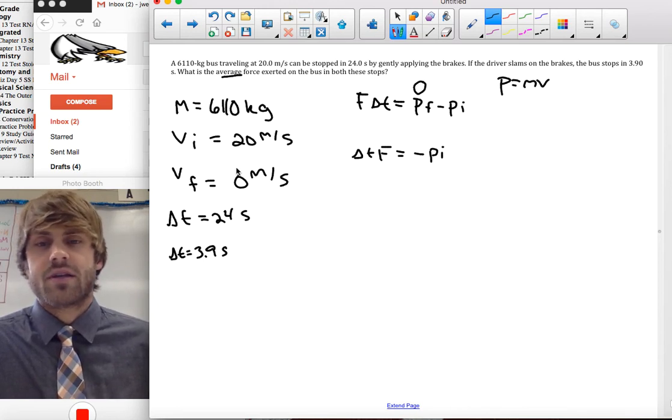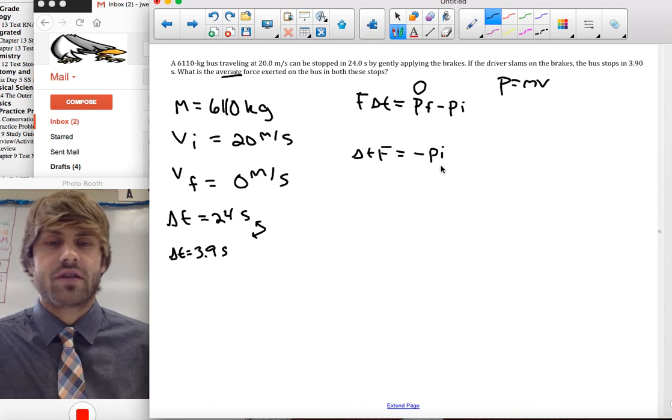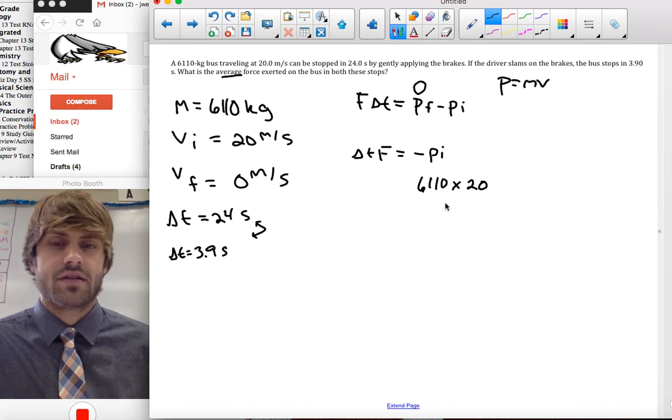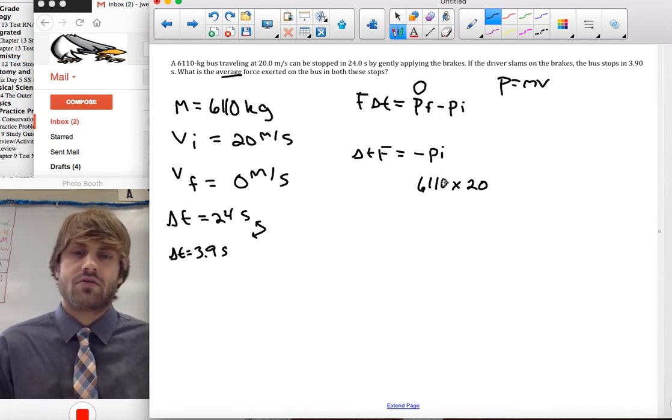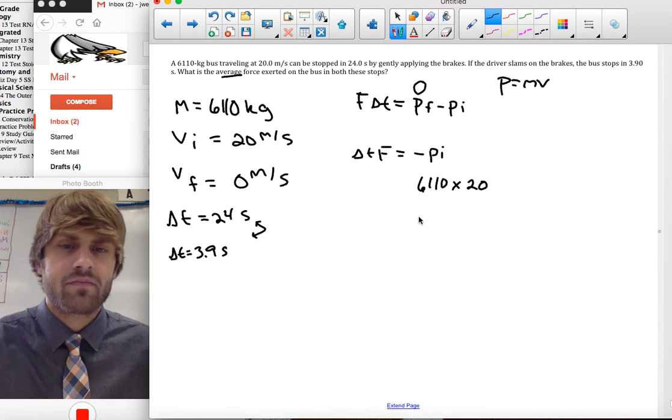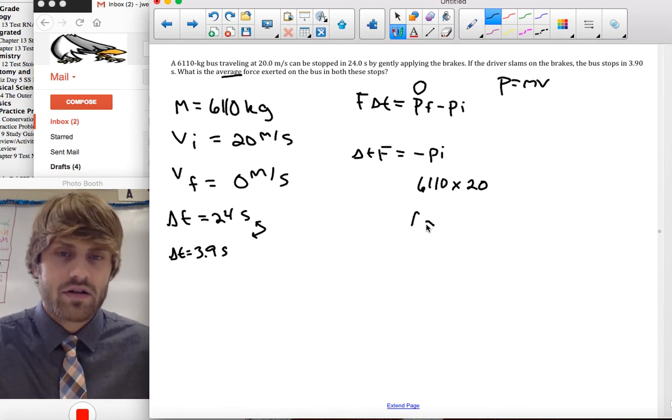So I'm going to have to do this twice because I have 2 different times and I'm trying to find 2 different forces. The first thing I can do, which will be the same for both, is the initial momentum, which will be my mass, so 6110, times my velocity. Both of those are already in SI, so that is going to give me 122,200.